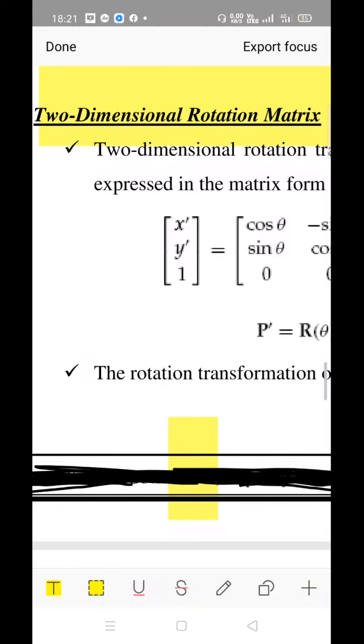Hello students, let us continue our discussion with respect to homogeneous coordinate system. In the previous video, we have discussed about the two dimensional translation. Now, let us see about two dimensional rotation as well as scaling. Recall the things which we have learnt in the previous videos, that is matrix representation as well as the equations for rotation as well as scaling.